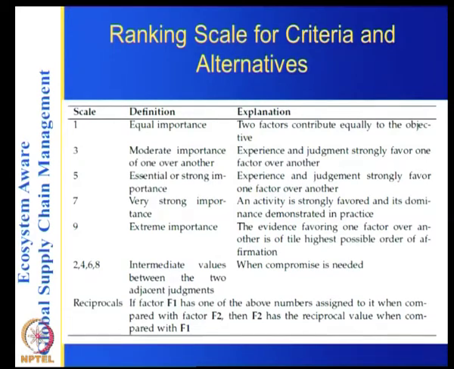And if a factor F1 has one number assigned to it when compared to the factor F2, then F2 has the reciprocal value when compared to F1. I mean, that's obvious. In other words, if for F1 some factor is of strong importance, say 5, then on the reverse side it is 1 by 5.